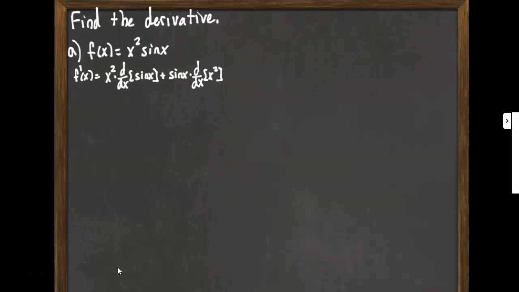So here we have x squared times the derivative of sine. Well, we know the derivative of sine is cosine, and then sine times the derivative of x squared. The derivative of x squared is 2x, and usually we put the variable out front. So the derivative here would be x squared cosine x plus 2x sine x.